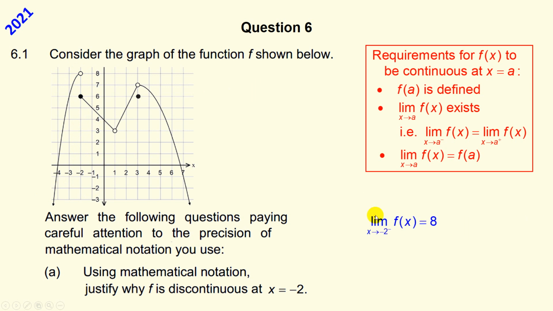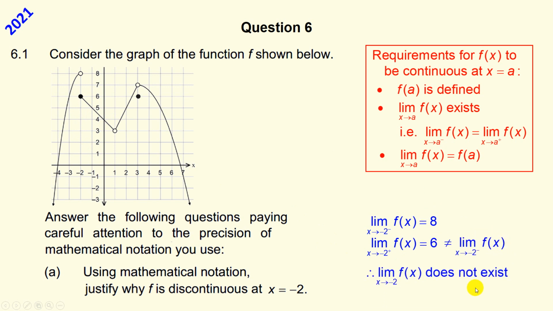Let's do the limit. The limit of f of x as x tends to negative 2 from the left is 8. From the left, we're going towards the y value of 8. But the limit of f of x as x tends to negative 2 from the right is 6, which is not equal to the left limit. So the limit doesn't exist. And we've justified it: the limit of f of x as x tends to a existing is one of the requirements.